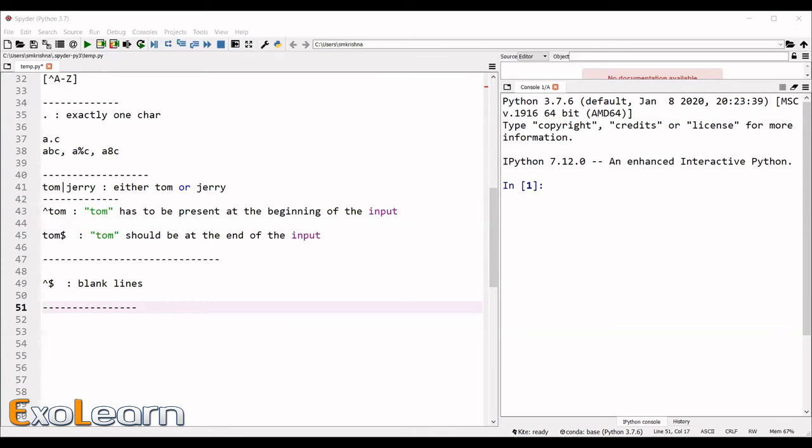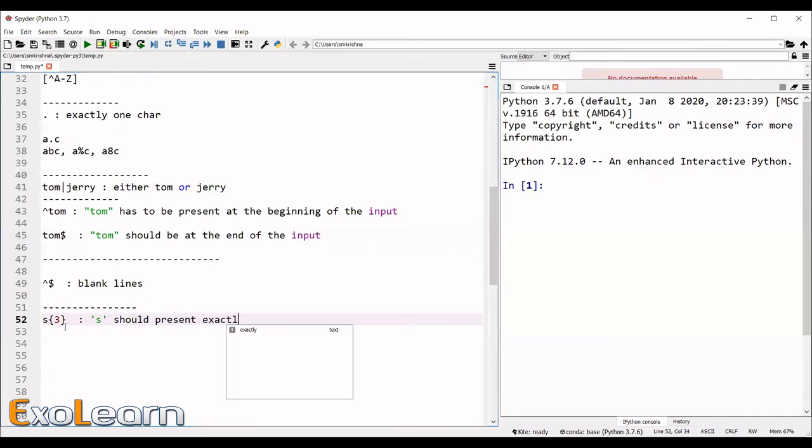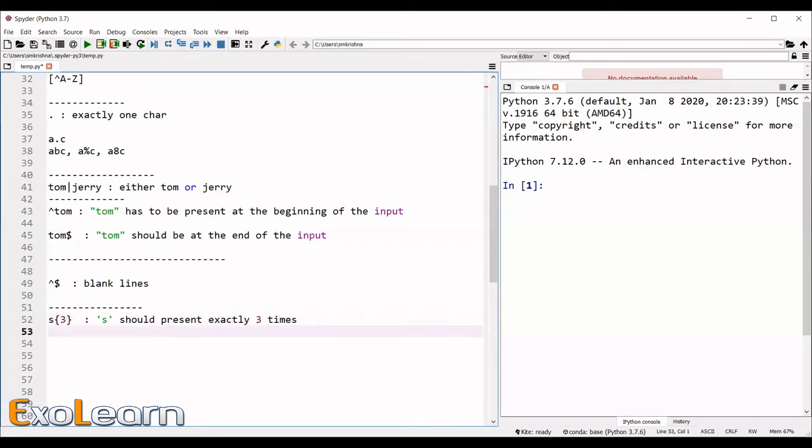And along with them, there are flower brackets also. Suppose I am saying S flower bracket 3. Again, flower brackets, or braces, also speak for the character before them. For example, S flower bracket 3 means the character S should be present exactly 3 times in my input. It should be present exactly 3 times, not less than 3 or not more than 3.